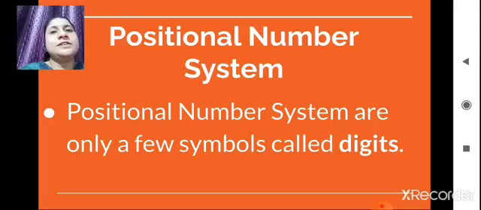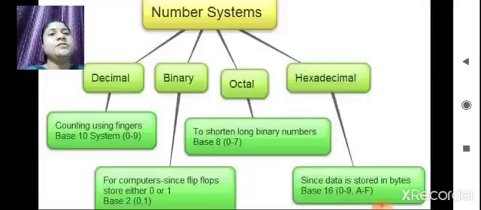We already saw that the computer cannot understand human language. So whenever we write any letters, words or numbers, the computer translates them into numbers, because it understands only numbers. Now, there are different positional number systems. These are decimal, binary, octal and hexadecimal.